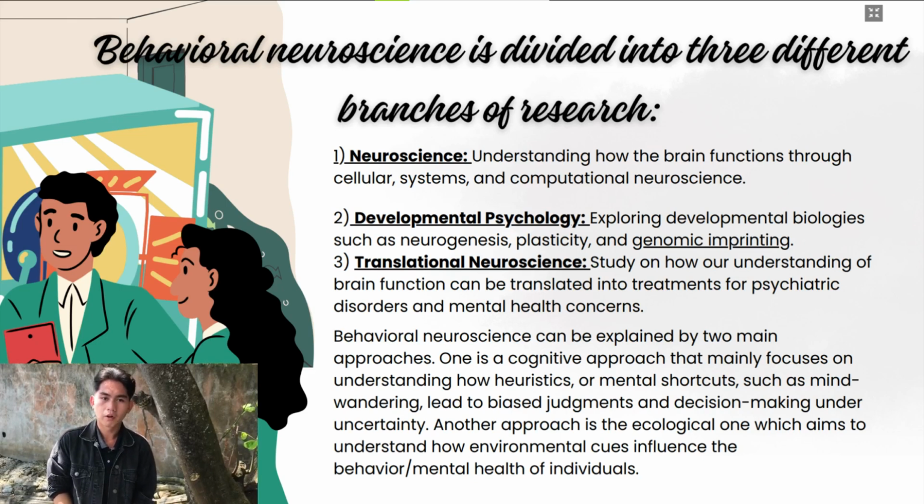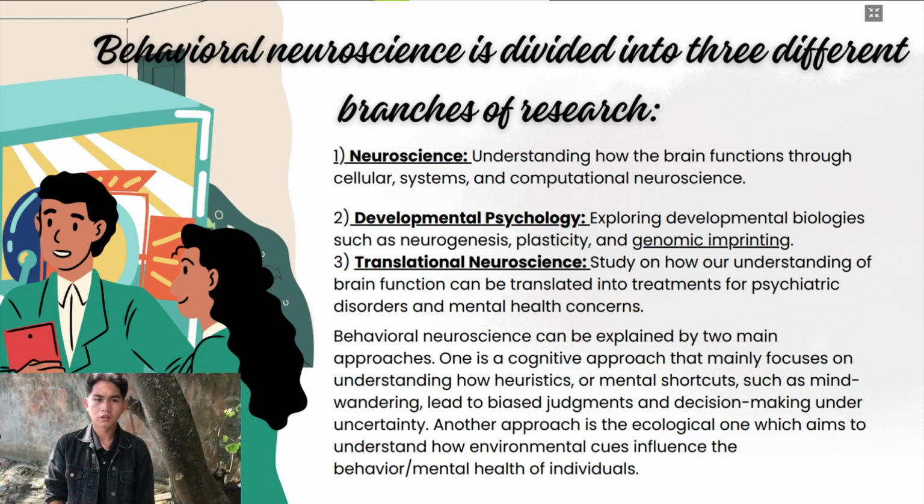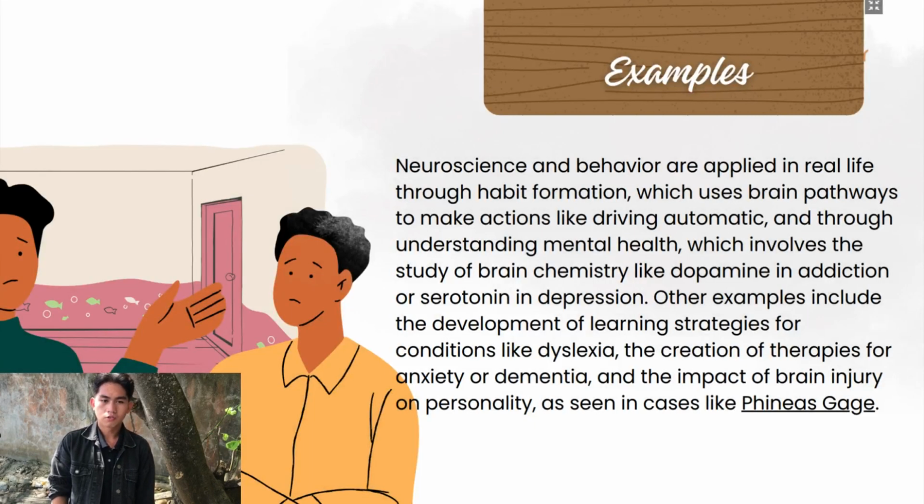Developmental psychology, exploring developmental biologies such as neurogenesis, plasticity, and genomic imprinting. Translational neuroscience studies how our understanding of brain function can be translated into treatments for psychiatric disorders and mental health concerns. There are examples of neuroscience and behavior applied in real life through habit formation, which uses brain pathways to make actions like driving automatic, and through understanding mental health, which involves the study of brain chemistry like dopamine in addiction or serotonin in depression.